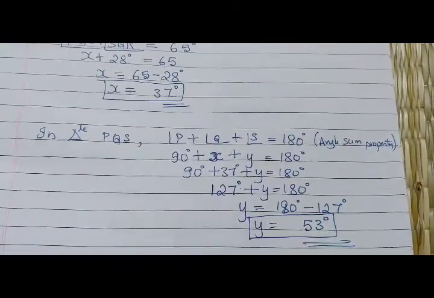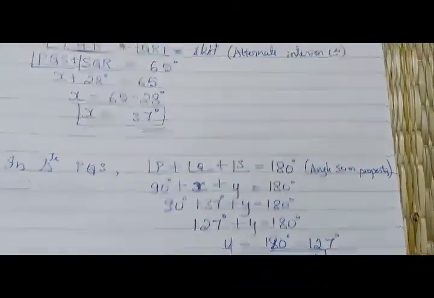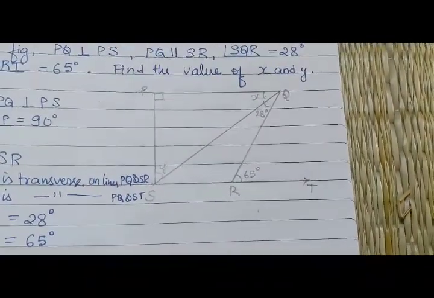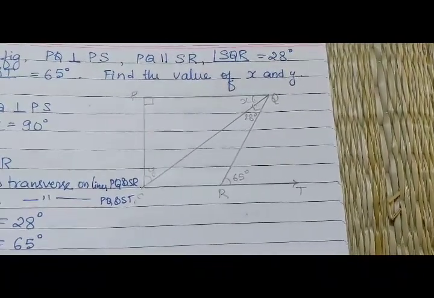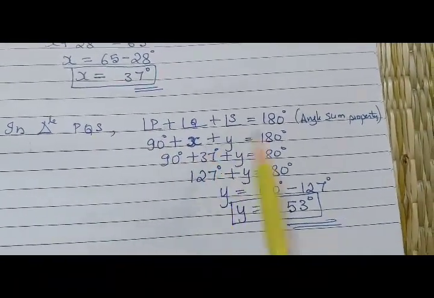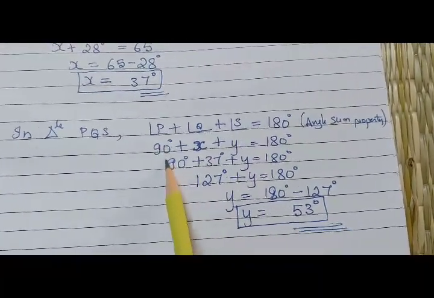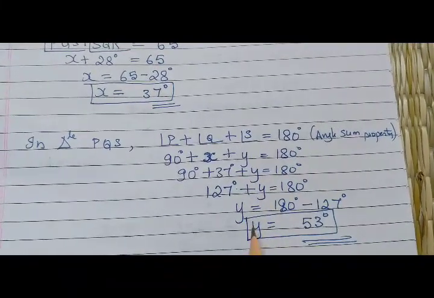Similarly, in triangle PQS, P plus Q plus S is equal to 180 degrees. So we substitute the values. P we know is 90 and X we have found is 37, so Y is equal to 53.